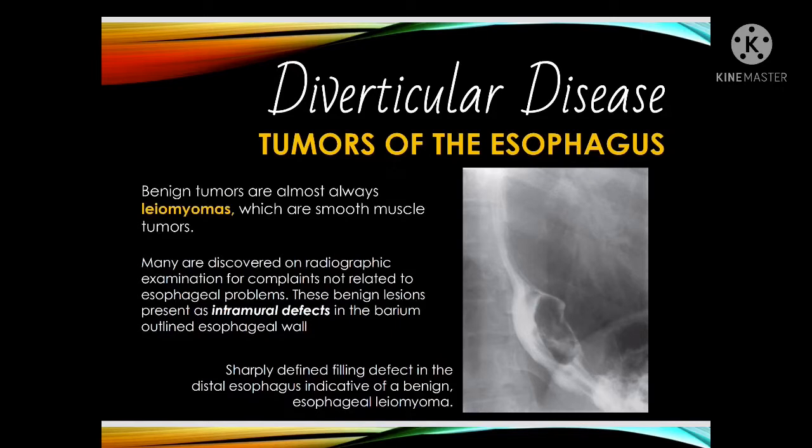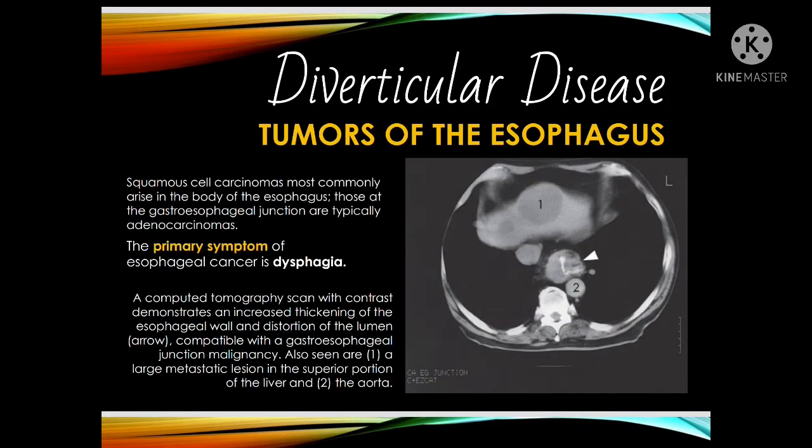Benign tumors are almost always leiomyomas, which are smooth muscle tumors. These benign lesions present as intramural defects in the barium outlined esophageal wall. The exact location of a leiomyoma, which appears as a homogeneous soft tissue mass, may be determined by CT scan. Treatment for leiomyoma consists of surgical removal through a thoracic or abdominal incision that avoids esophageal resection.